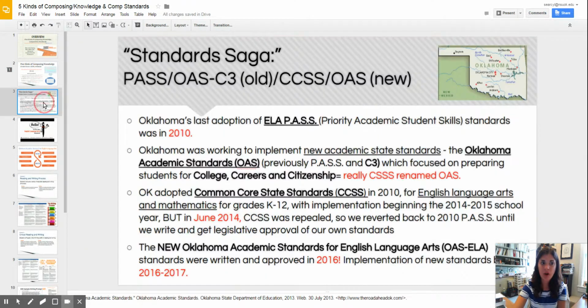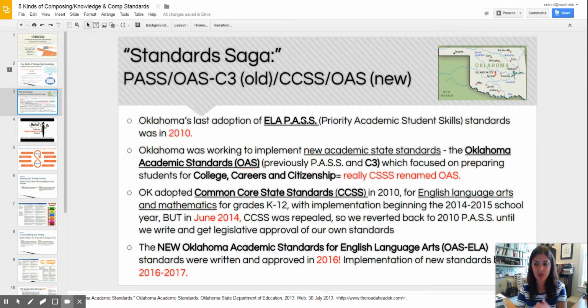I also wanted to give background information on composition standards. There is a standards saga in Oklahoma. If you remember, our book specifically is aligned to the Common Core state standards, but we need to know that Oklahoma is not Common Core. We repealed those in 2014, and we have currently adopted our new state standards. So a little bit of background, just for those of you who have not been following the saga.